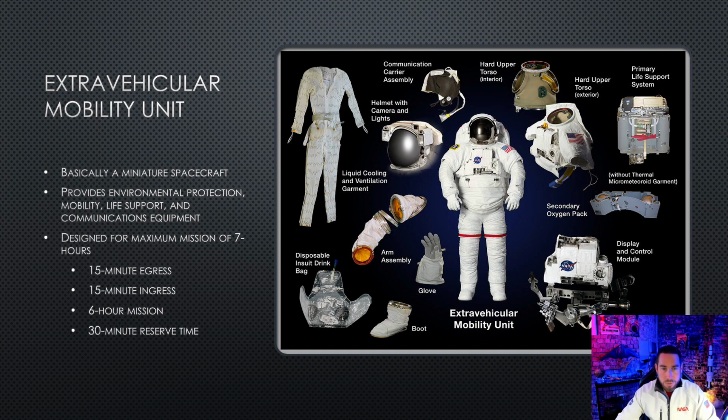So you have your liquid cooling, ventilation, undergarment, your disposable bags, your helmet with your communications equipment. You have to get these multi-piece arm assemblies on with the gloves that are notoriously difficult to get on. It's a very tight fit into the suit. It's really hard to get into the torso section of it. It requires a lot of contortion. It's described as not being pleasant at all, especially if you're claustrophobic. But it can take over 30 minutes to actually get dressed in the EMU. There's a lot of components that go into it.